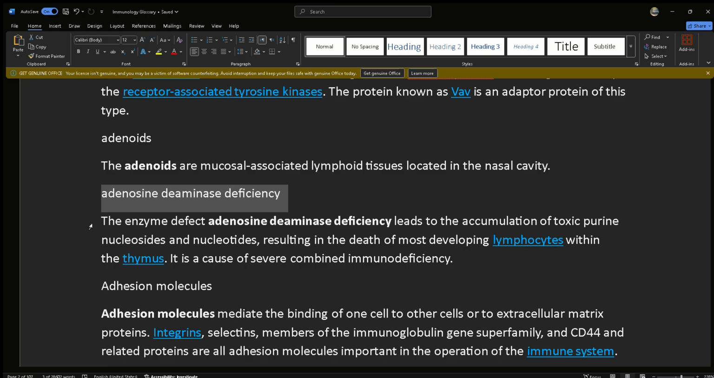So it involves this defect in the enzyme adenosine deaminase. Adenosine deaminase deficiency can result in severe combined immunodeficiency because it will result in the death of most developing lymphocytes within the thymus.